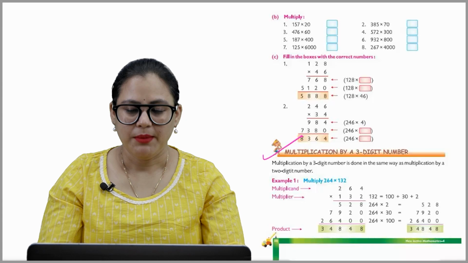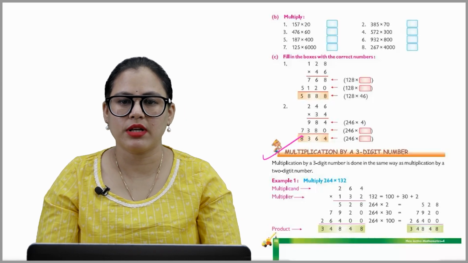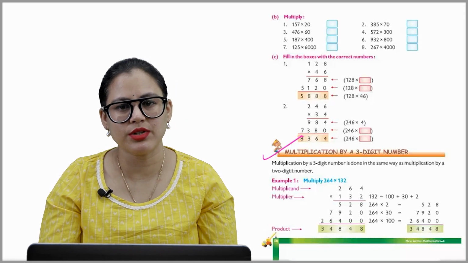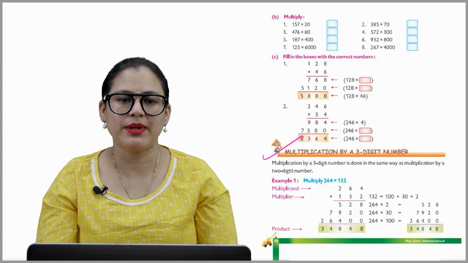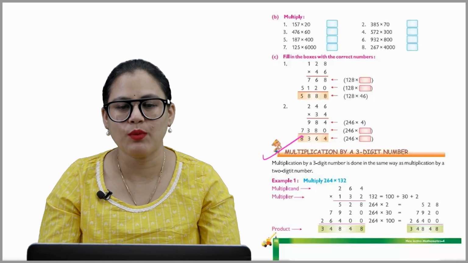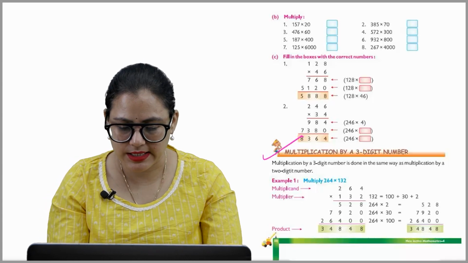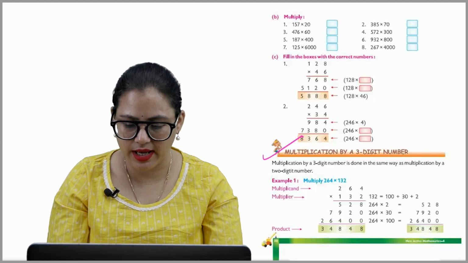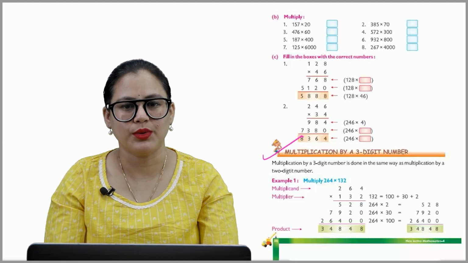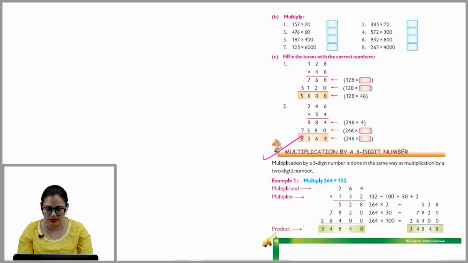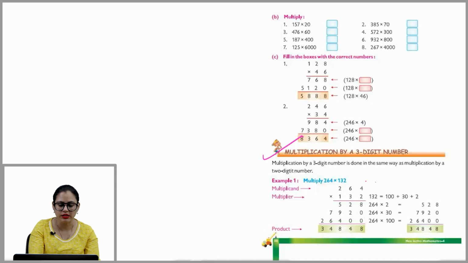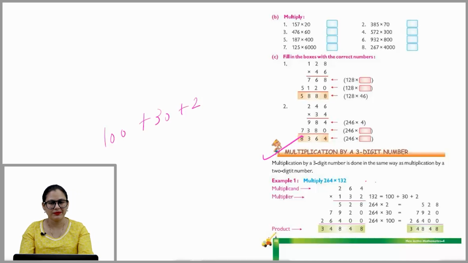Multiplication by a 3-digit number. Multiplication by a 3-digit number is done in the same way as multiplication by a 2-digit number. Example, multiply 264 by 132. See, this is the multiplicand, this is the multiplier, and the answer we get is the product. First, we'll multiply 264 by 2, then we'll multiply 264 by 30, and then we'll multiply 264 by 100 because 132 is 100 plus 30 plus 2.